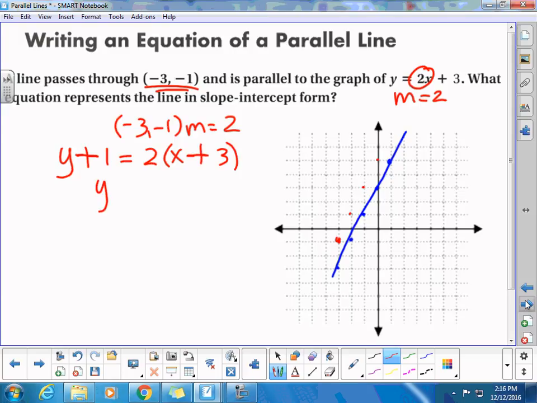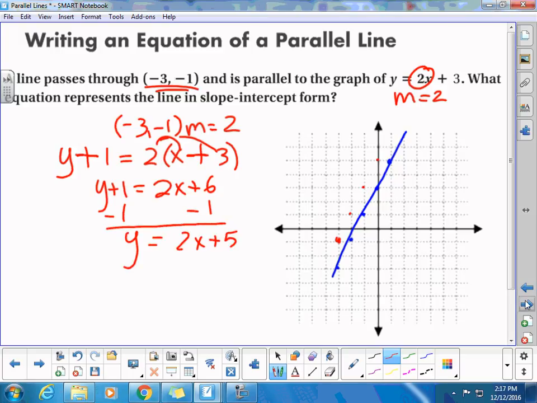So I have y + 1 = 2x + 6, distributing my 2. Subtract 1 from both sides. I get y = 2x + 5. Let's see if our equation was right. 1, 2, 3, 4, 5. Hey, we started there, and we'd go up 2 over 1, or down 2 back 1. So that is the equation for our line, y = 2x + 5.